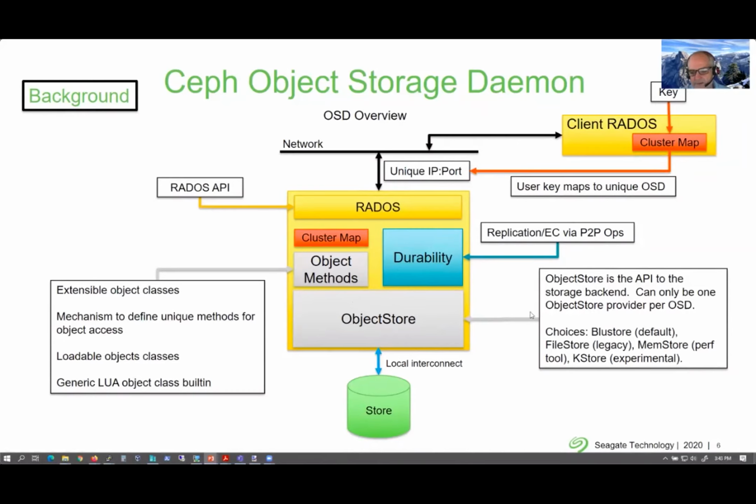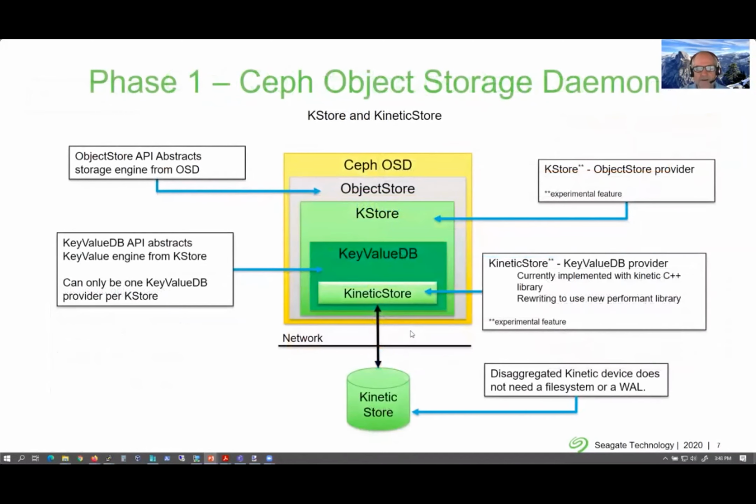Right now the choices are BlueStore, which is the default. This is what everybody uses today. In the past, it was FileStore, the legacy object store built on top of file system technology. There's also MemStore, which is more of a performance tool. It's a volatile object store, excuse me. And KStore, an experimental one that uses key value to store and retrieve its data. That's what we're focusing on in this research: we're using the KStore implementation.